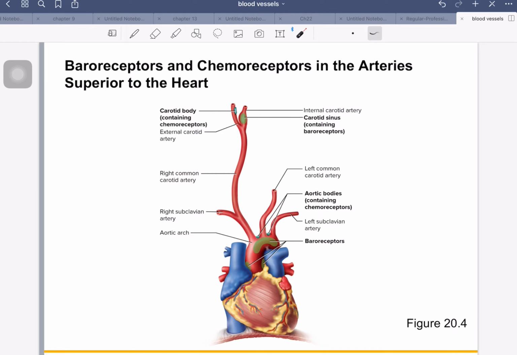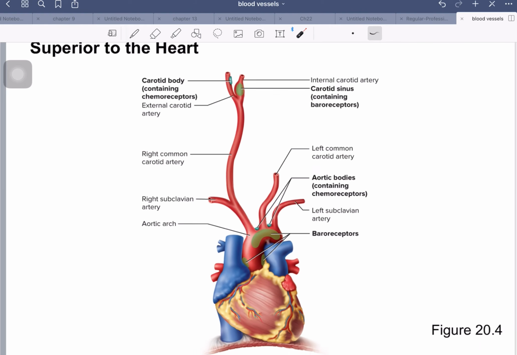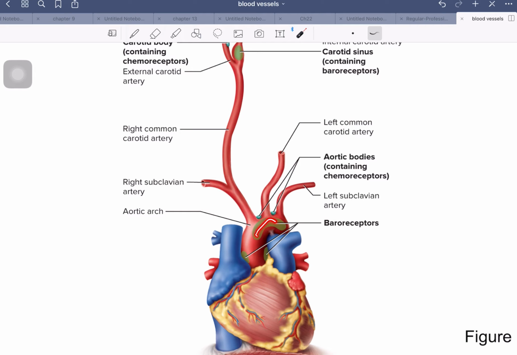We can just see the locations here. Up here we can see the carotid sinus and the baroreceptors. We can see the chemoreceptors also associated with the external carotid. Then as we move down, here are baroreceptors in the arch of the aorta, or the aortic arch, and we also can see that we have some aortic bodies associated with that arch.